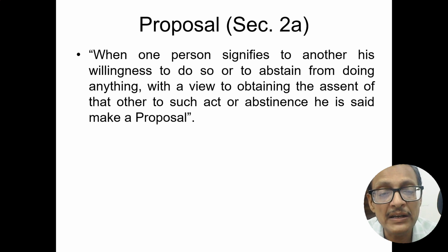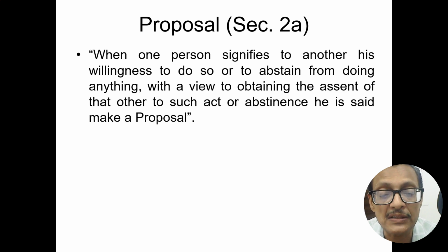Proposal, section 2(a). Now, I earlier told you that proposal can also mean an offer given by, for example, a seller. So when one person signifies to another his willingness to do or to abstain from doing anything with a view to obtaining the assent of the other to such act or abstinence, he is said to make a proposal. So when he is making a proposal or offer, he's showing his willingness to do it, right? Or we can stay away. That is, abstain means staying away from doing anything.